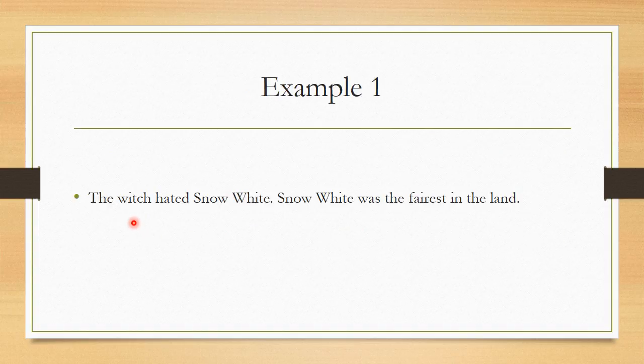Let's take a simple sentence devoid of adjectives and adverbs and so on and so forth. The witch hated Snow White. Snow White was the fairest in the land. You just saw this in your draft and you don't like it. It looks too simple. Okay, so what's the problem? The problem is you have a repeated noun, right? And you want to put these two together now.